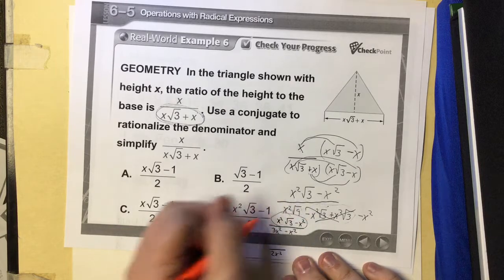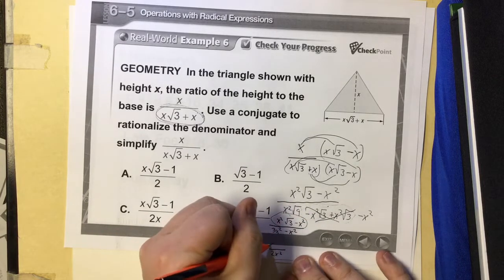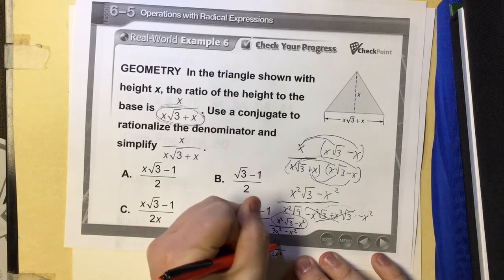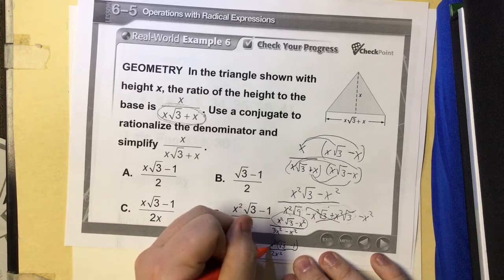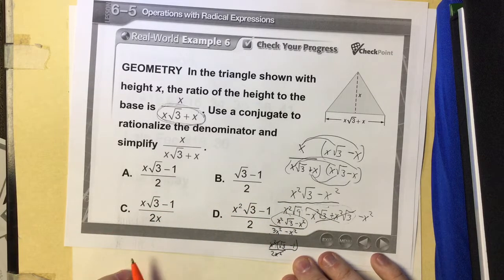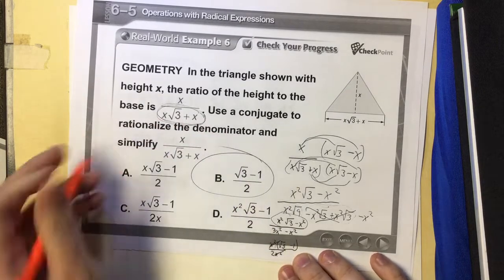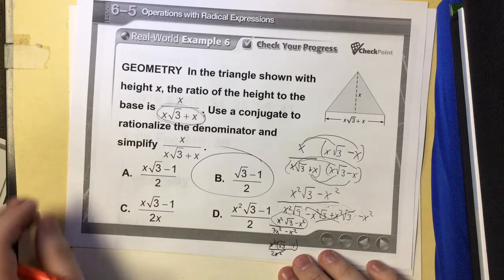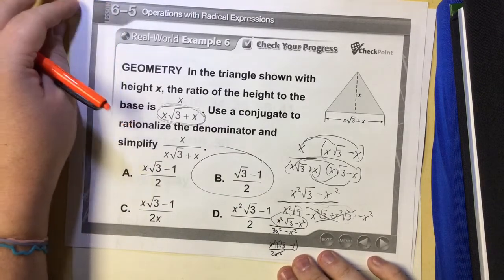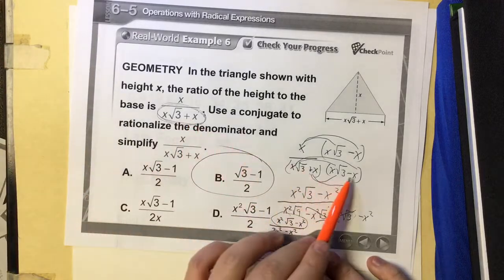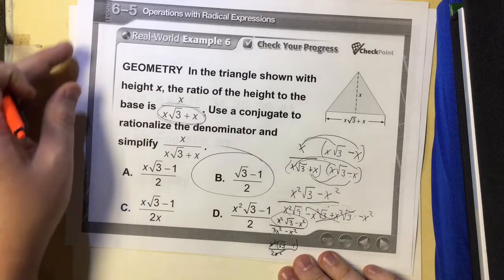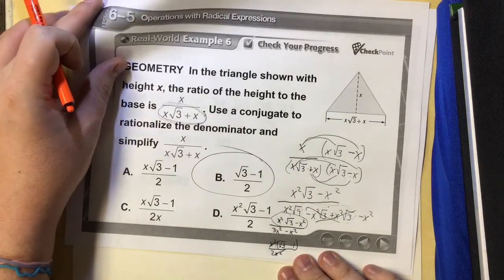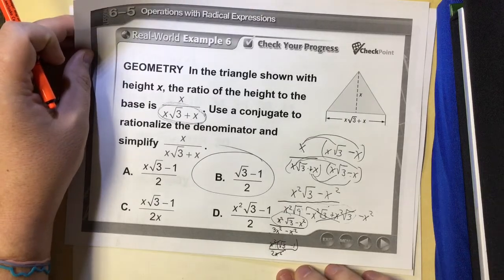And here in the numerator, I can factor out an x squared. x squared times the square root of 3 minus 1. My x squared and x squared cancel. So I'm left with the square root of 3 minus 1 all over 2. Multiply by the conjugate, it's changing it from plus x to minus x. Plus x, its conjugate, everything's the same except it's a minus sign. And then you FOIL it out like we were doing, and then simplify as far as you can.